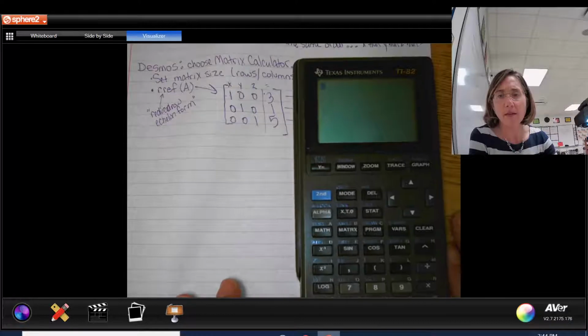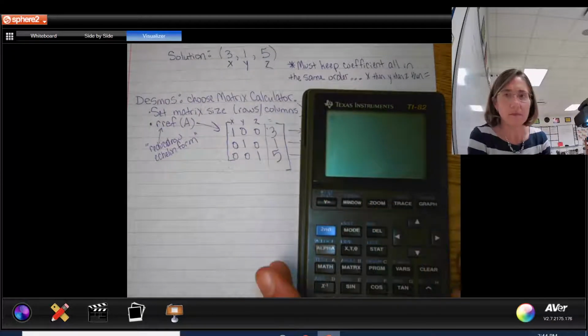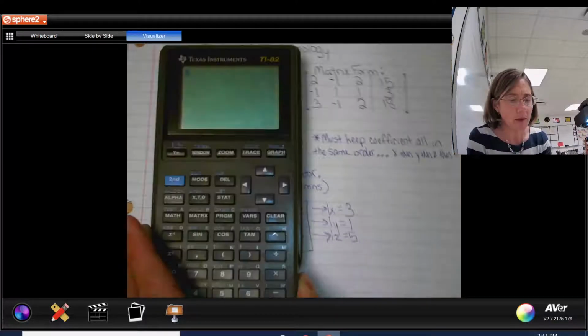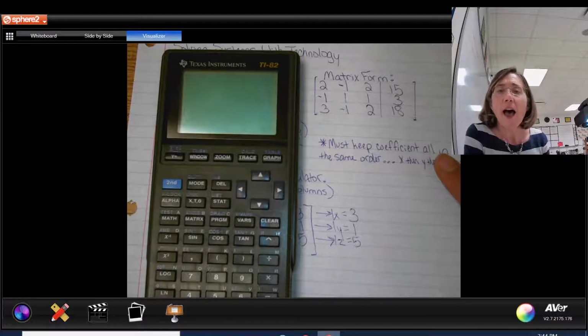Okay, I need to move it up so you can see the important keys on here. And see our matrix. All right, so I think this will work. So we need to get that matrix into this calculator.